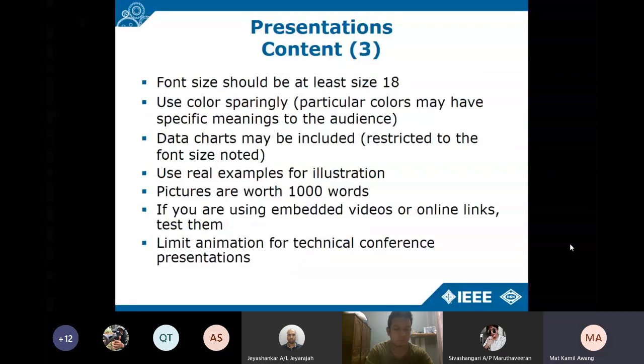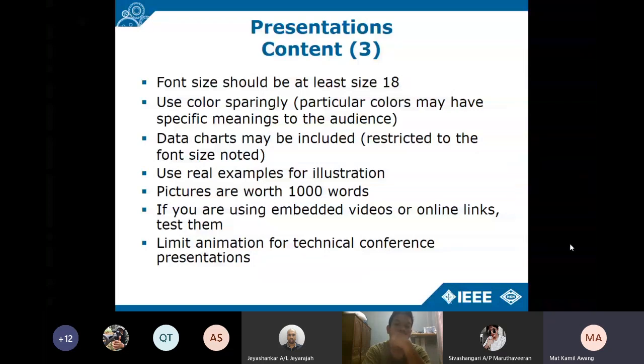Font size should be at least 18. Use color sparingly. A particular color may have specific meanings to the audience, and use a suitable color combination. Light on dark, or dark on light, for example. So you have to have better contrast. For example, these slides, I have black text on a white background, so it's contrasting, so that it's clear and easy to use.